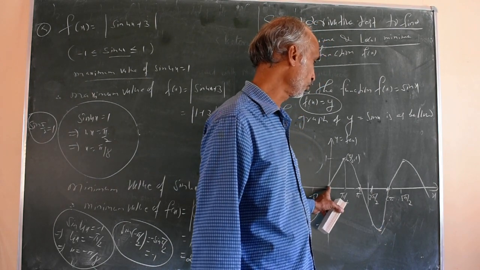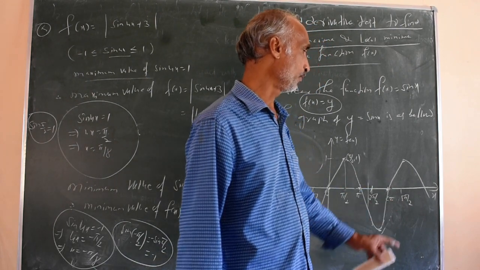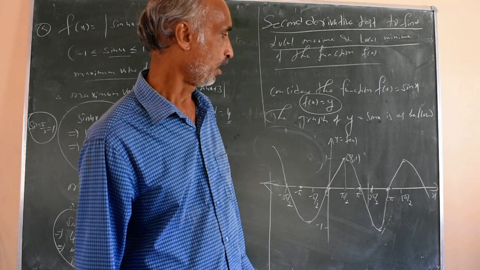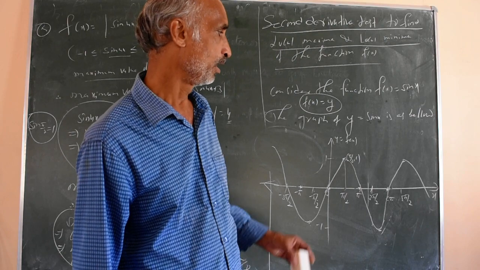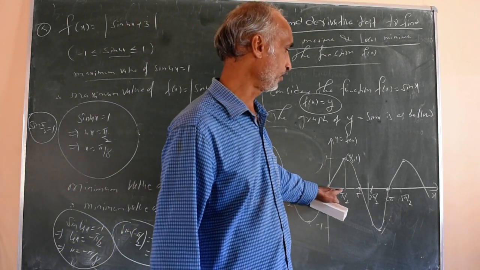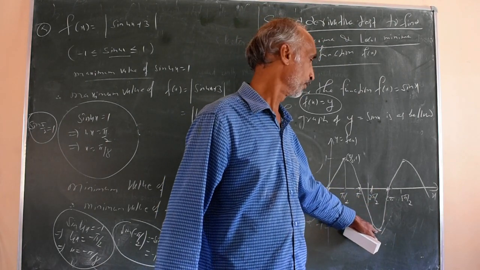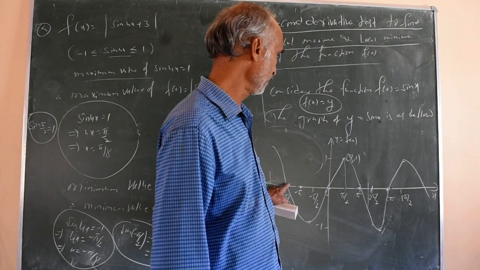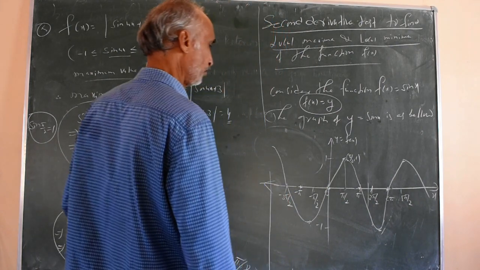Therefore, within the interval 0 to 3 pi by 2, the curve attains maximum at x is equal to pi by 2 and minimum at 3 pi by 2. And let us take another interval, 0 to minus 3 pi by 2.